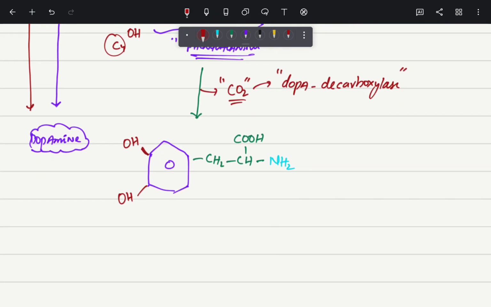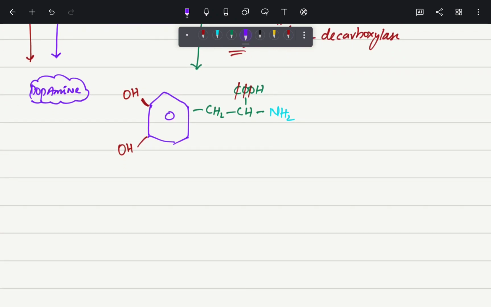So as you can see here, we are going to cut this COO because it is CO2, right? Hence we are going to remove this COO. So what is the structure of dopamine? This is the benzene ring, which was having hydroxylation at carbon number 3 and carbon number 4, and this was the ethyl chain, right? So eventually this CH and this CH will fuse together and we will have a CH2 ethyl chain, and finally the amine. So this is the structure of dopamine.